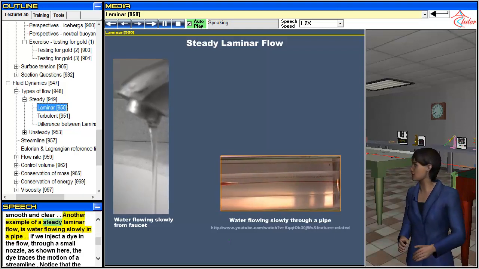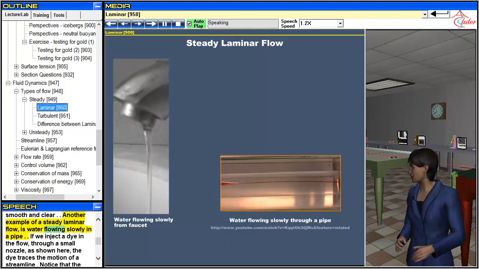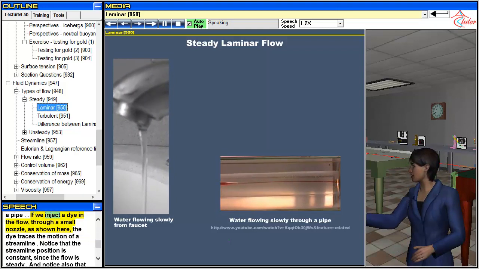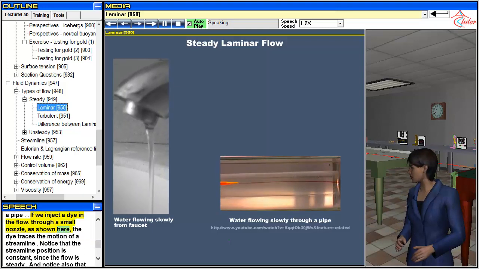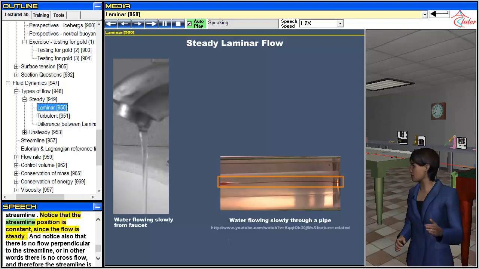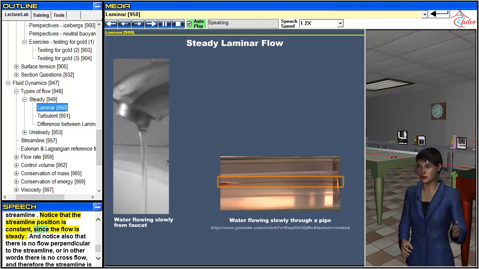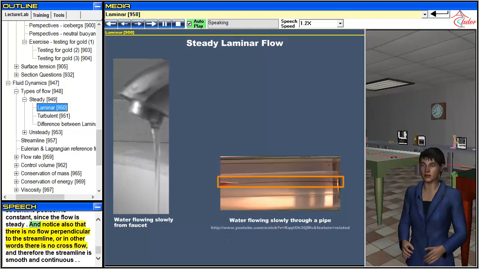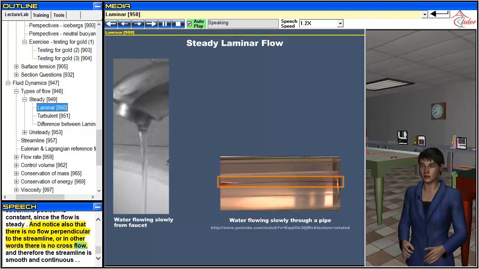Another example of a steady laminar flow is water flowing slowly in a pipe. If we inject a dye in the flow, through a small nozzle, as shown here, the dye traces the motion of a streamline. Notice that the streamline position is constant, since the flow is steady. And notice also that there is no flow perpendicular to the streamline, or in other words there is no cross flow. And therefore the streamline is smooth and continuous.